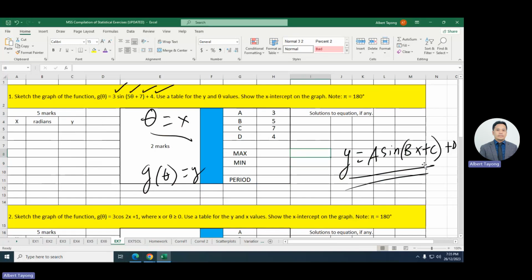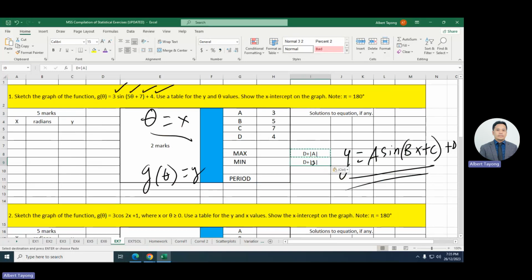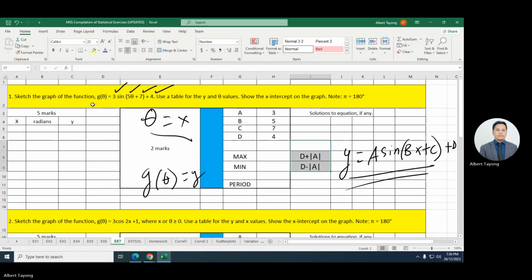So the maximum is D plus the absolute value of A. I will give this on the test anyway. And for the minimum, just change the sign, make the plus a minus. Okay. And the period is 360 over the absolute value of B.